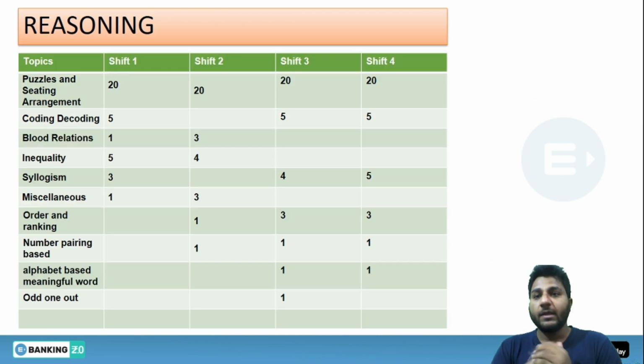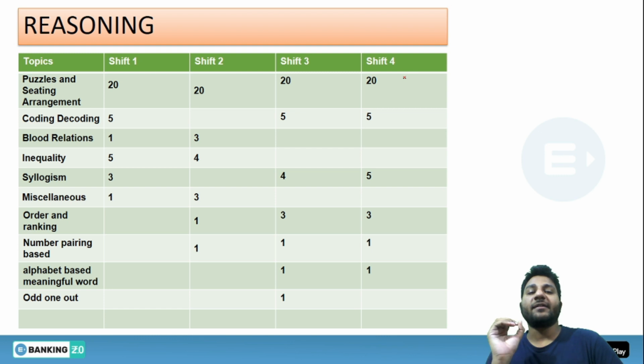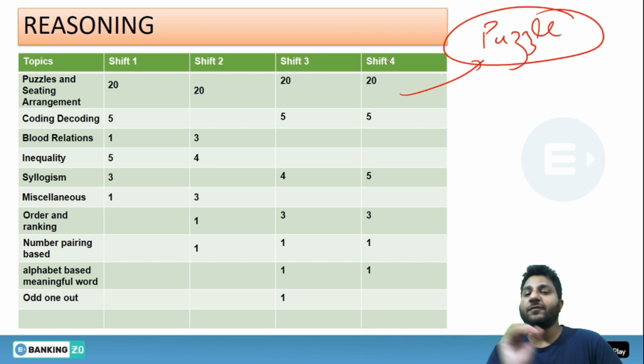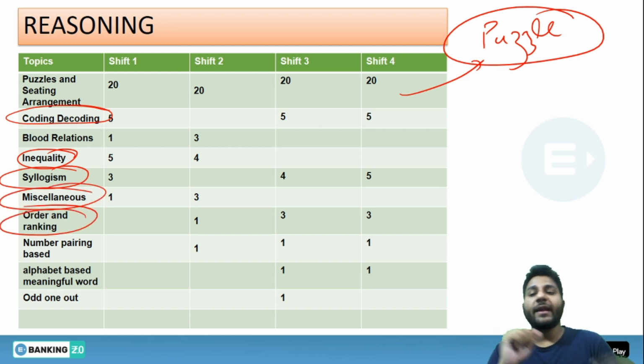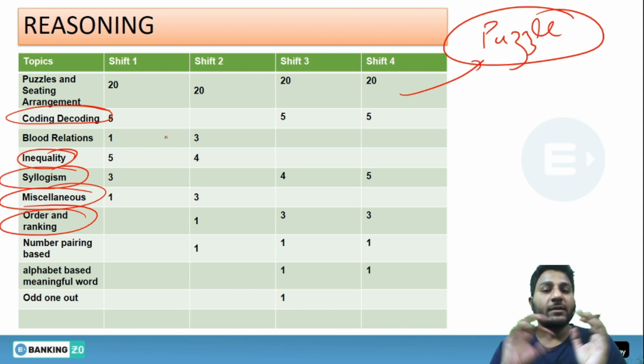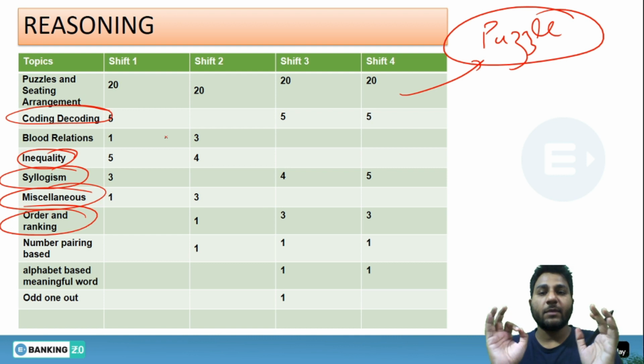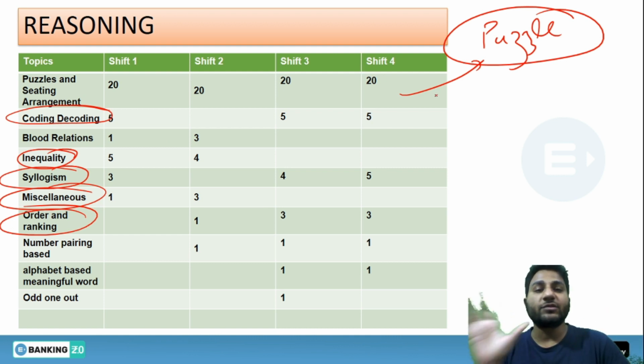Here is the reasoning analysis. Look at this. The reasoning section was constantly asked puzzles. All types of puzzles were asked in these 4 shifts. Apart from that, coding-decoding, and they were constant on logical inequality, and a miscellaneous segment was there. Order and ranking was a surprise inclusion. Order and ranking questions were asked in 3 shifts, so remember that you may get them in the future as well.